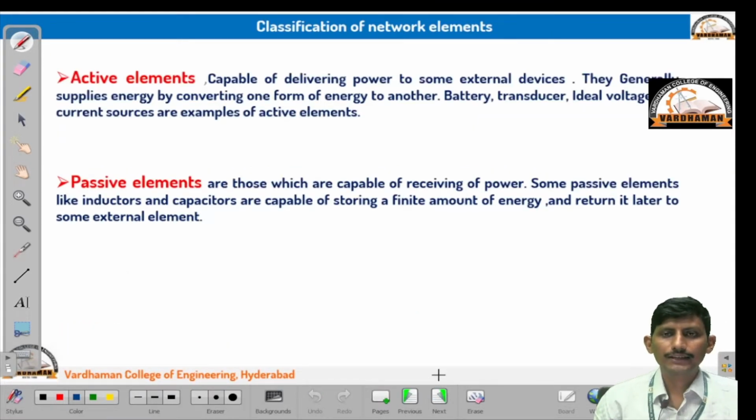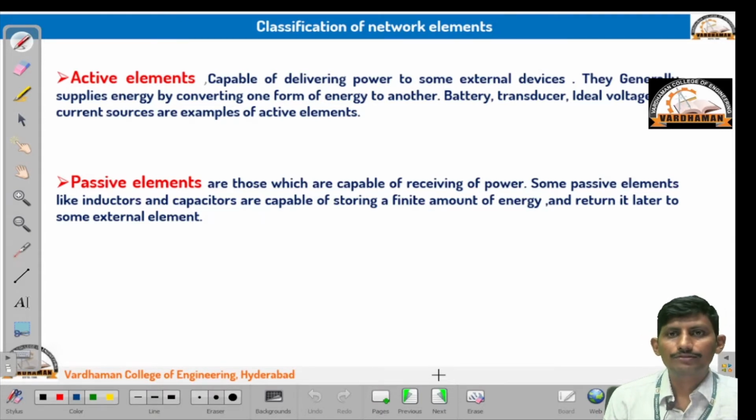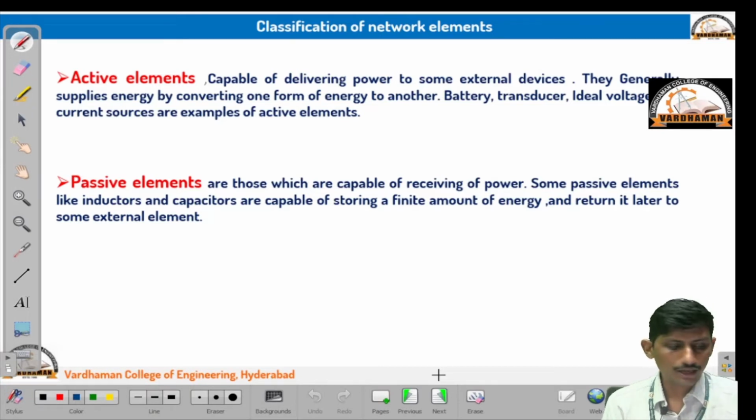Now, let us classify different types of elements that we use in electrical circuits. The first classification type is active elements and passive elements. Active elements are capable of delivering power to some external devices. Most of the time we treat sources as active elements. Apart from these sources, we can also consider those elements which can convert one form of energy into another form, like transducers, as active elements. A few examples of active elements are battery, transducer, voltage and current sources.